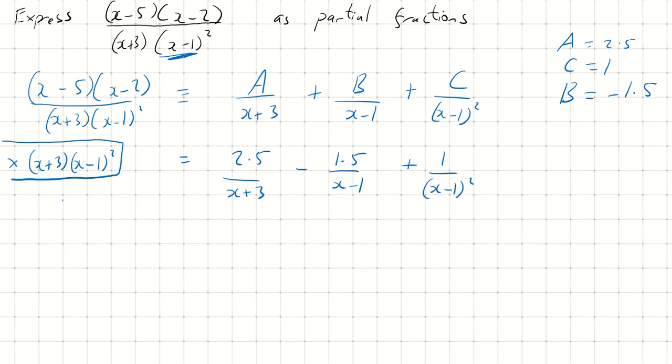We've got this in partial fractions. Usually we don't like to have decimals and fractions combined, so we could rewrite this. 2.5 is the same as 5 over 2, and 1.5 is the same as 3 over 2. So that's probably a slightly neater form where we don't have any decimals. And there we go, we've written this as partial fractions.